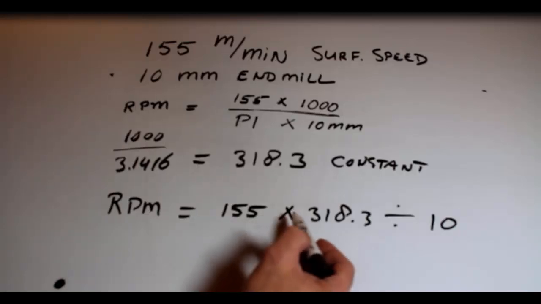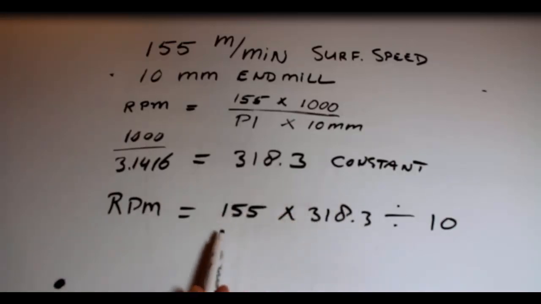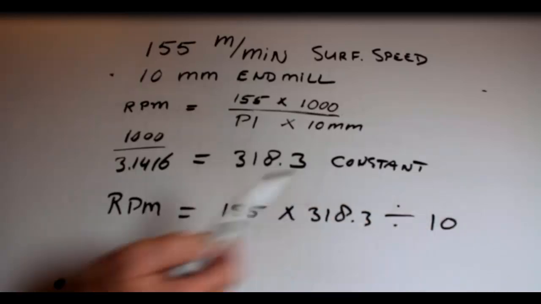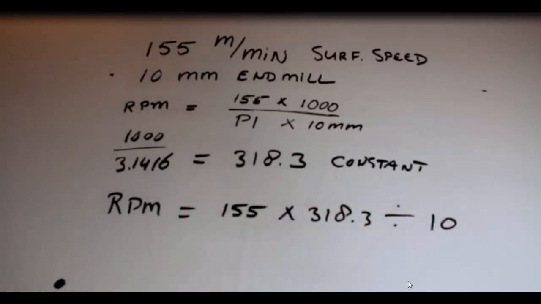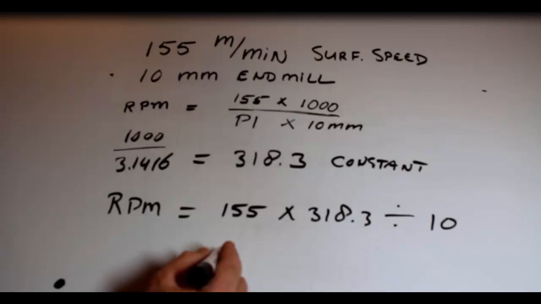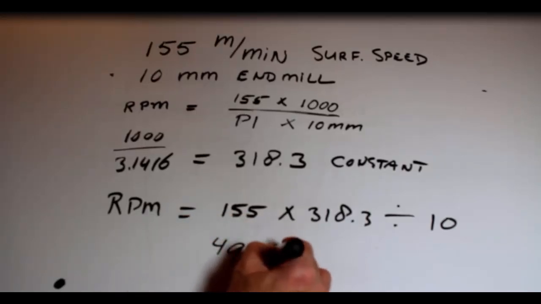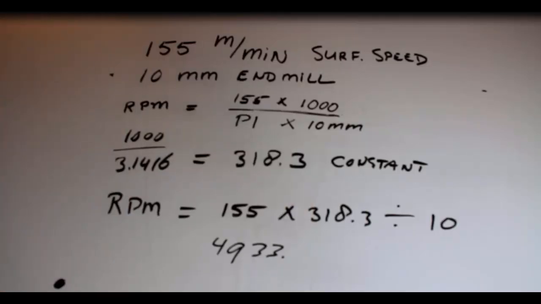The only thing you have to remember is the constant, and then the surface speed is going to be the recommended surface speed for the tool in the application, and the end mill size or diameter that you want to use. If you plug all this in, you still come up with your 4933 RPM. So that takes care of calculating RPM. In the next example, I want to show you how to calculate feed rate.